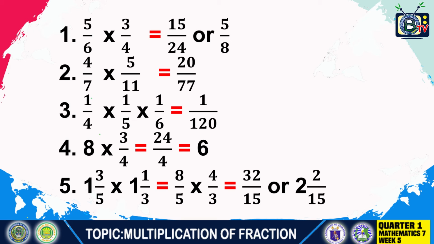Okay, so the product is 32 over 15. If we change this to a mixed number, then this is also equivalent to 2 and 2 over 15. What's your score, class? Did you get it all?